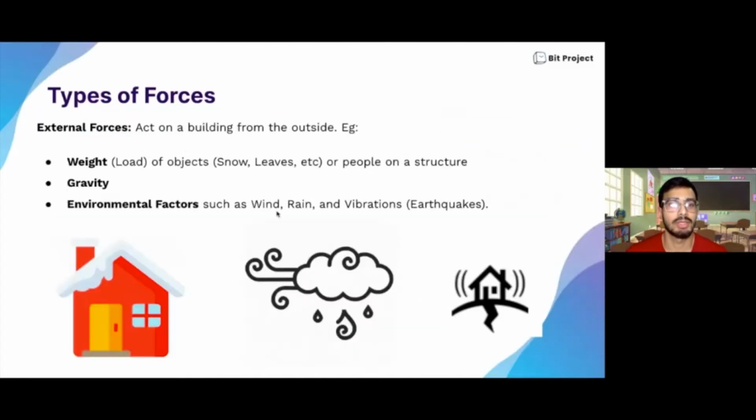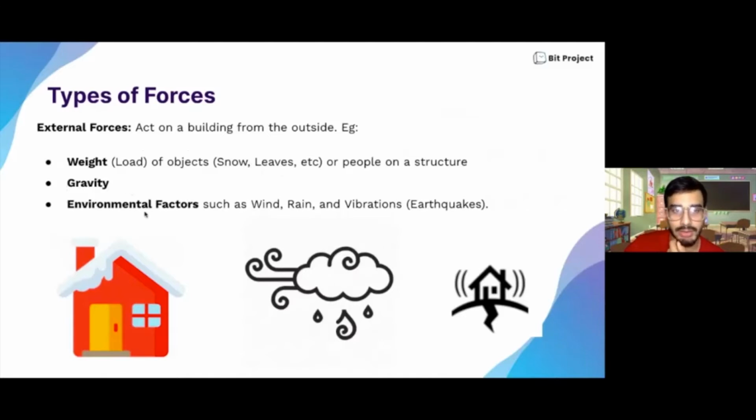In terms of external forces, these are forces that act from the outside of a building. That can be weight, or what's called load, which is snow or leaves or even people standing on top of a building or structure, like a bridge. Second, we have gravity, which is similar to weight, but that's something that is constant. Gravity is a constant force.